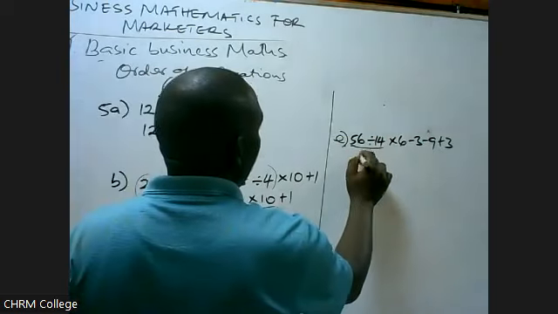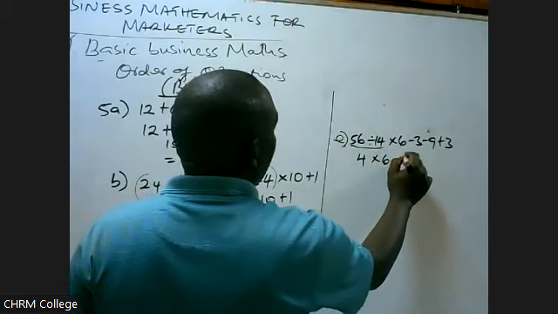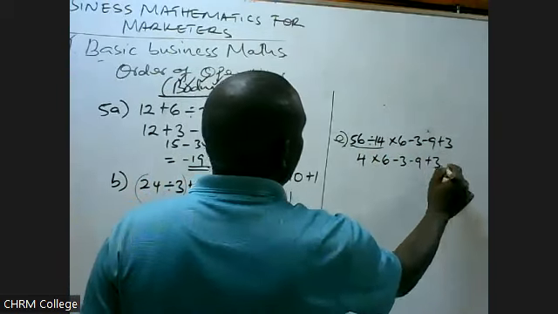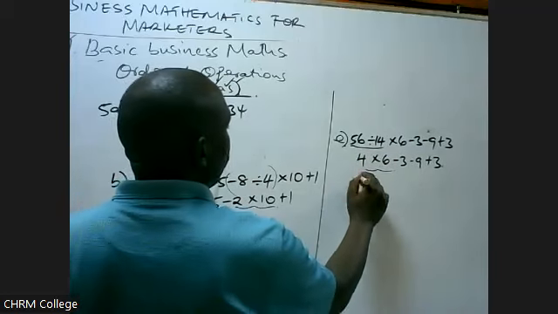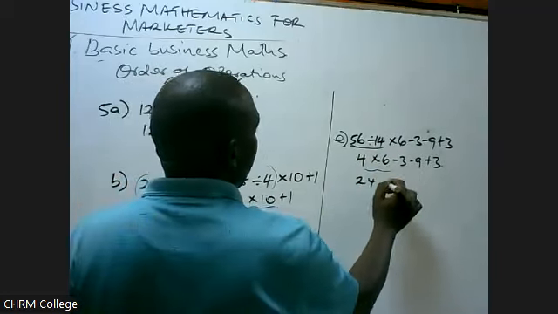You work out this, you get 4 times 6 minus 3 minus 9 plus 3. Then we have multiplication, this part. 4 times 6 is 24. The others will remain the way they are.